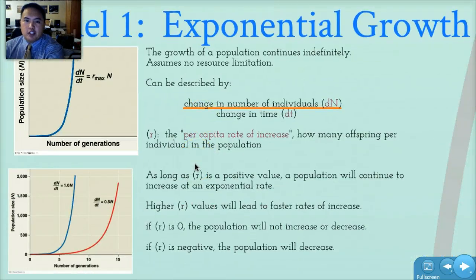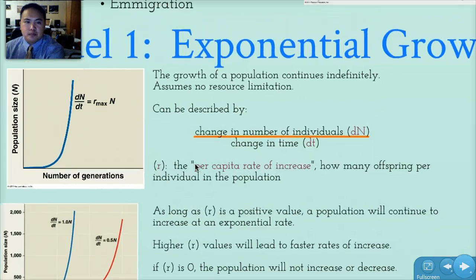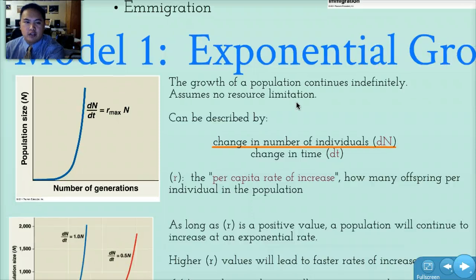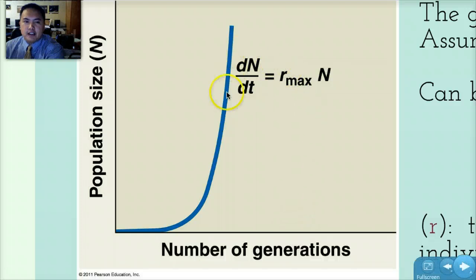The first model is called exponential growth. One of the things that you need to know is mathematically, how can you model how populations grow? The growth of a population in this model continues indefinitely, which means it never stops. There's no resource limitation, which means think unlimited food, unlimited area, you can do whatever you want. It's modeled by this formula. Those of you taking calculus, dN/dt means change in number over change in time. In exponential growth, that's equal to r, the maximum rate, times N, the number of individuals that are there. So as the number of generations goes on, my population size skyrockets very fast.